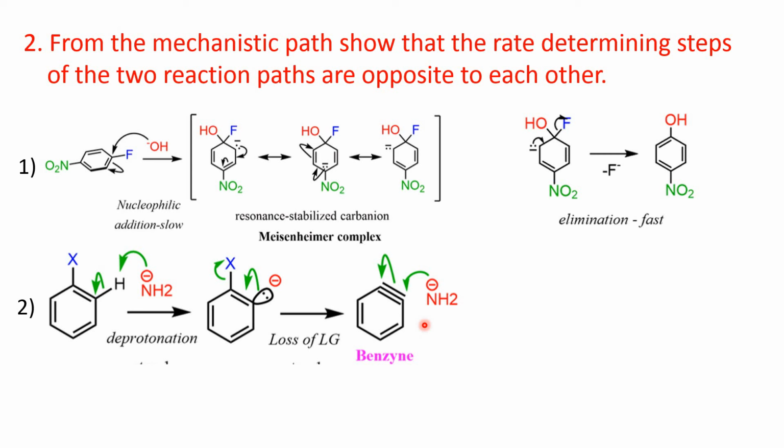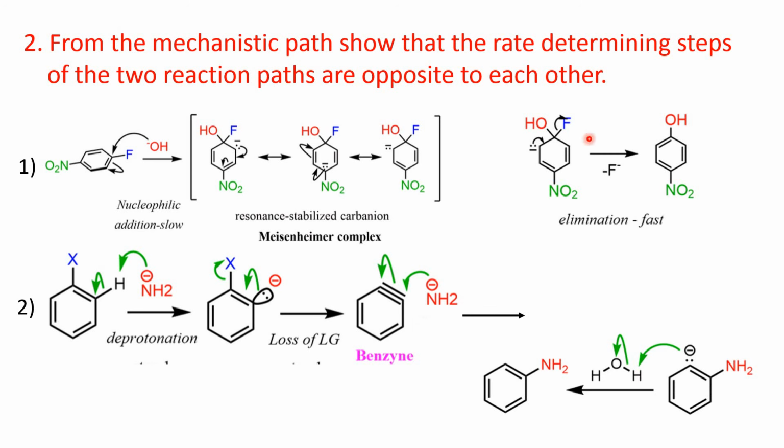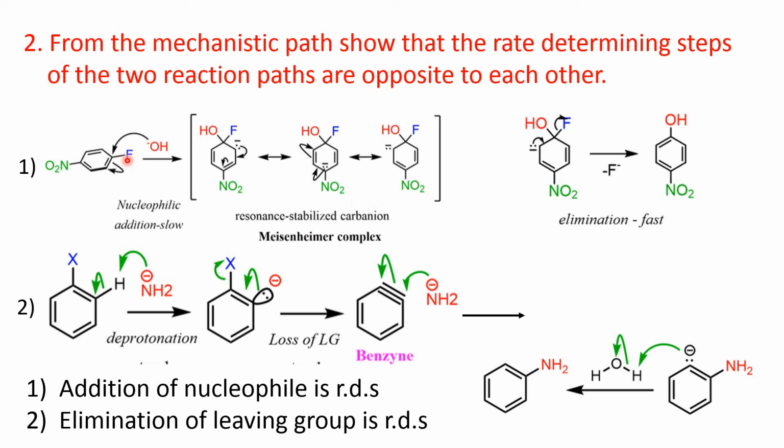Okay. And next, what happens? Now when this benzyne intermediate is formed, again the nucleophile can attack either this position or this position. If it attacks this position, then the bonded electron pair shifts here, then the carbanion is formed, and then this carbanion easily takes the proton and gives the final product. So here what we have observed is that in the first reaction mechanism, addition of nucleophile is the rate determining step, and in the second mechanism, elimination of the leaving group is the rate determining step.